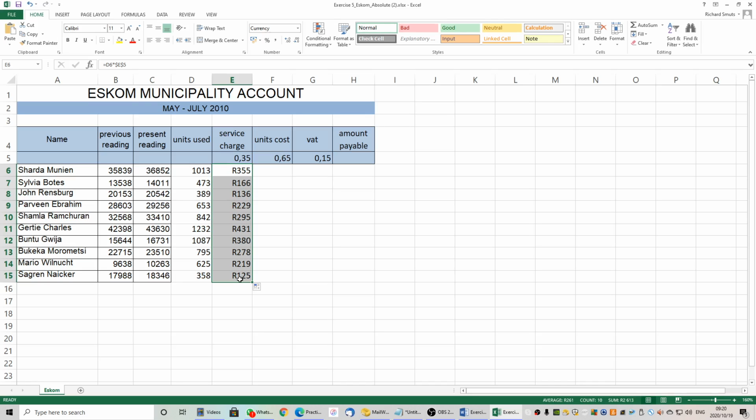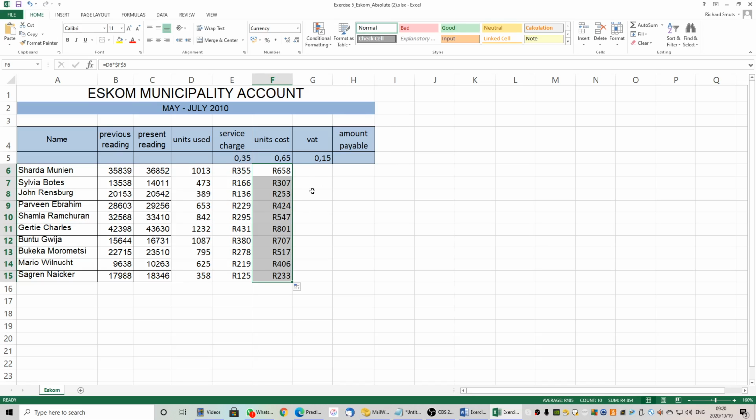We don't get those massive numbers. The unit cost equals, and if you read the instructions, it is in there. Please read the instructions carefully. The units used multiplied by the unit cost, once again F4, because we would not like our 0.65 to move down, and I can copy down.